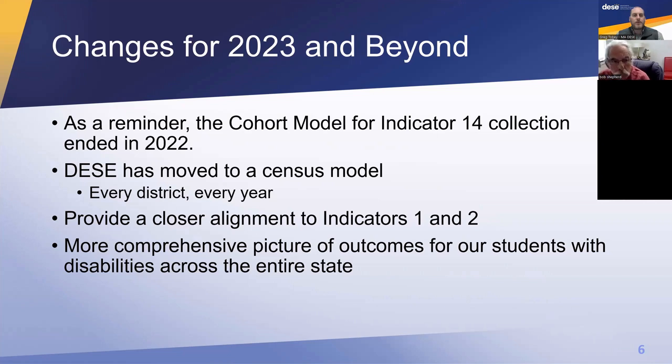We hope that this will do a few things. One, it will provide a closer alignment to a number of other indicators that are included in the SPP APR, specifically indicator 1, graduation, and indicator 2, dropout rate. And it will provide a more comprehensive picture of outcomes for our students with disabilities across the entire state. By collecting data on a yearly basis, it will also help to identify trends within your district's data that you may not have been able to see by collecting it only once every 4 years.